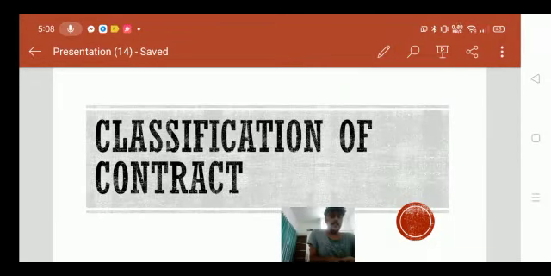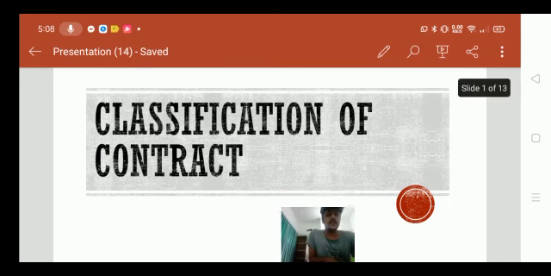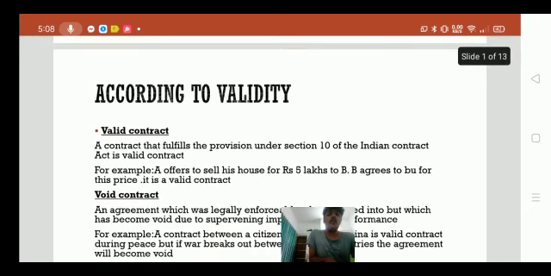Today you will learn about classification of contract. Contracts may be classified according to their validity, formation, and performance. We will be discussing according to the validity. What do you mean by a valid contract? An agreement enforceable at law is a valid contract.